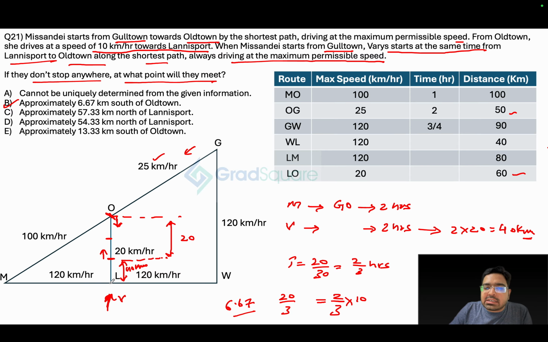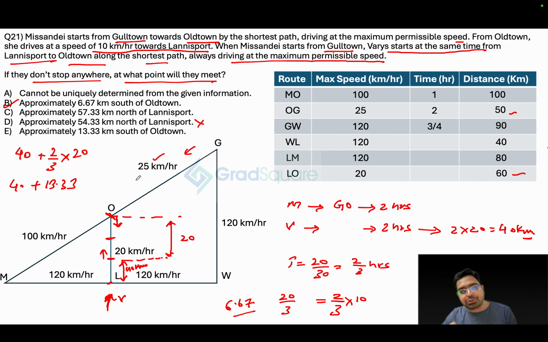You can calculate the distance from the point L to this meeting point as well, and that will turn out to be 40 kilometers already covered plus the distance traveled for 2/3 of an hour at a speed of 20 kilometers per hour. If you add this, this will turn out to be 40 by 3, which is 13.33, and this will be 40. So it will be 53.33. I hope students should not get confused with this particular option, right? So let's move on to the next question of this particular piece.